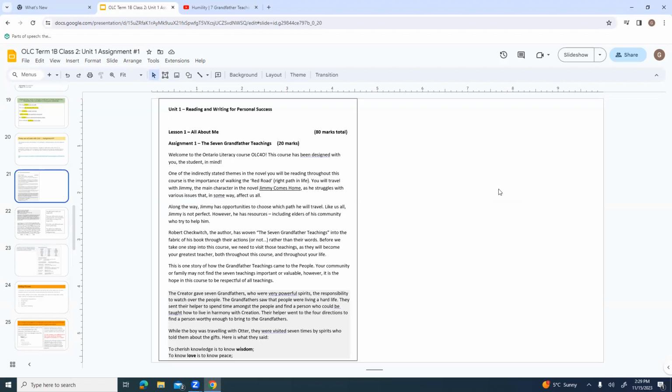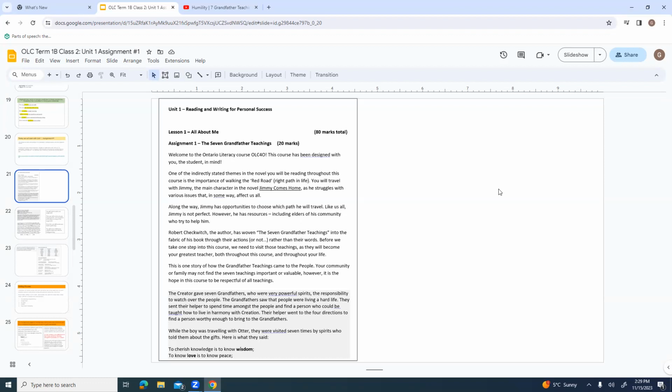Robert Checkwich, the author, has woven the 7 grandfather teachings into the fabric of his book through their actions, or not if they don't follow things, rather than with their words. Like, they don't spend a lot of time talking about it, but if you're reading it, you can see it present in the decisions they're making. Before we take one step into the course, you need to revisit those teachings, as they will become your greatest teacher both throughout this course and throughout life.